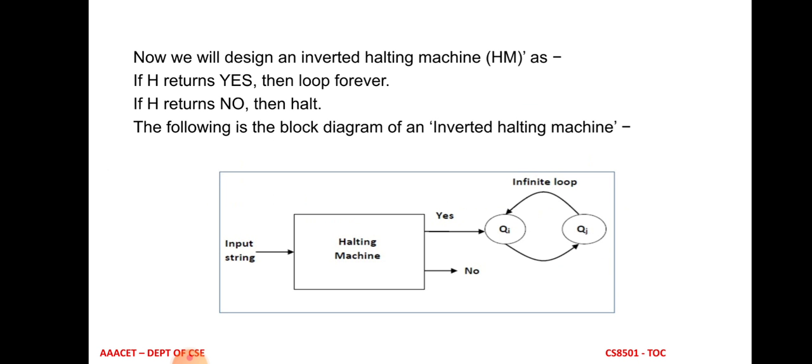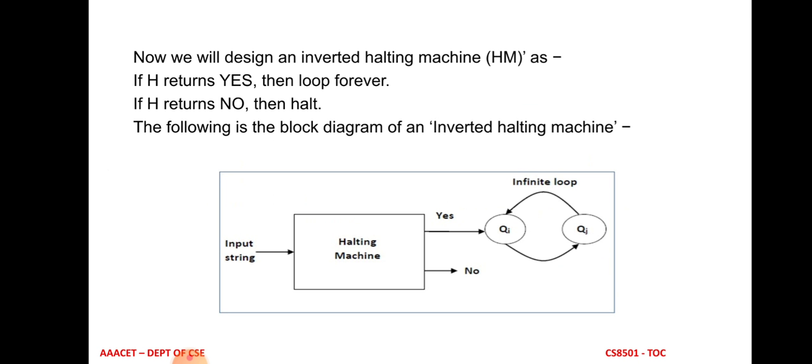Infinite loop is nothing but the initial state is Qi, it goes to the next state Qj, and Qj again goes to Qi, Qi again goes to Qj. So it is an infinite loop, meaning loop forever. If the halting machine returns no, then the halting machine halts its operation. So this is the inverted halting machine. In case this is the normal halting machine, then if the halting machine returns yes, it halts the operation of the Turing machine.